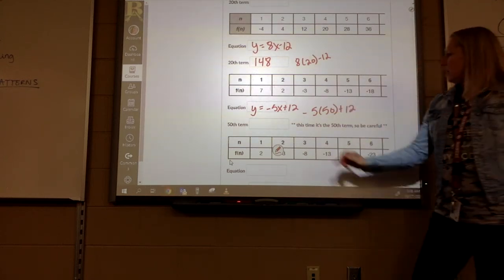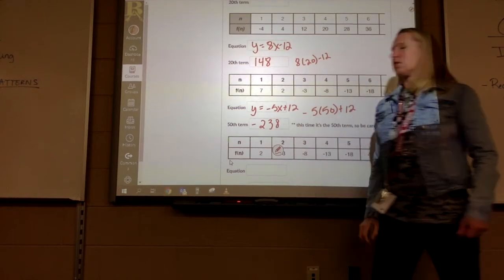Negative 238. Are you guys going to know how to do this on your test?